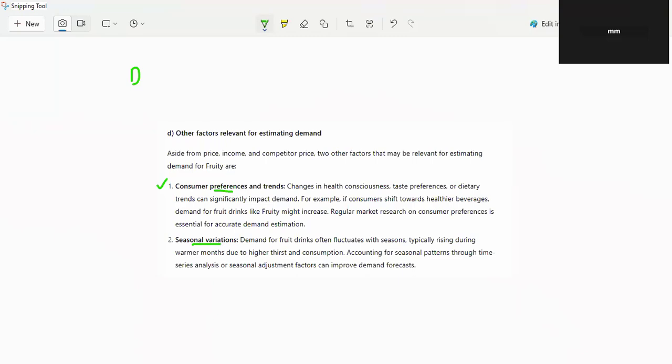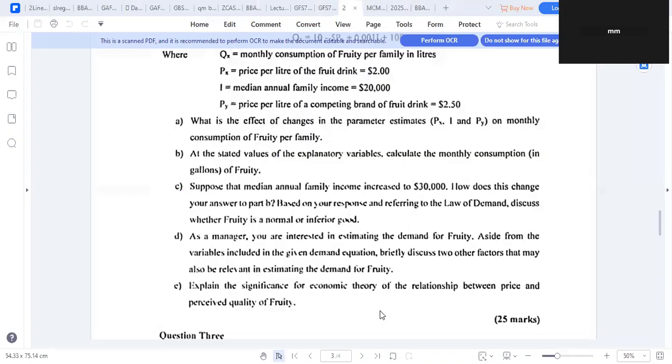All right. And lastly, but not the least, question number E: explain the significance in economic theory of the relationship between price and the perceived quality. What is the relationship there? The relationship between price and perceived quality is significant because it can influence the behavior and demand elasticity. So if people perceive that this has higher quality, they'll buy more of it.